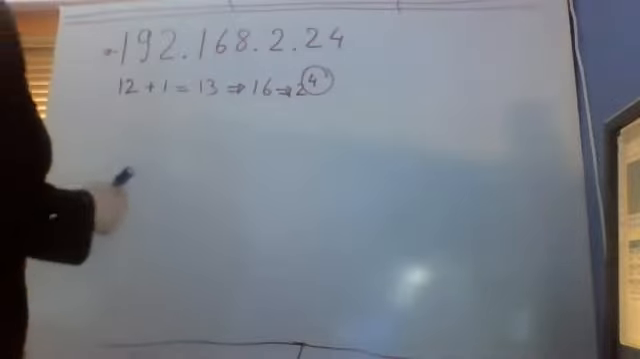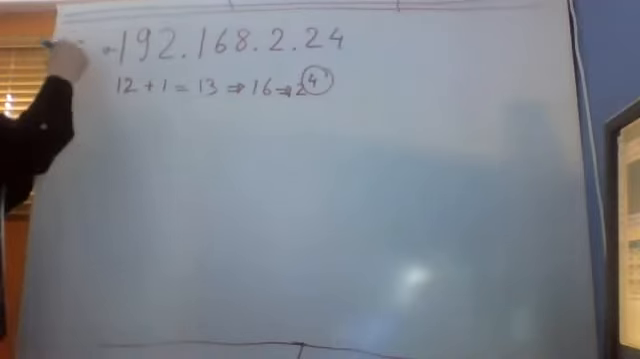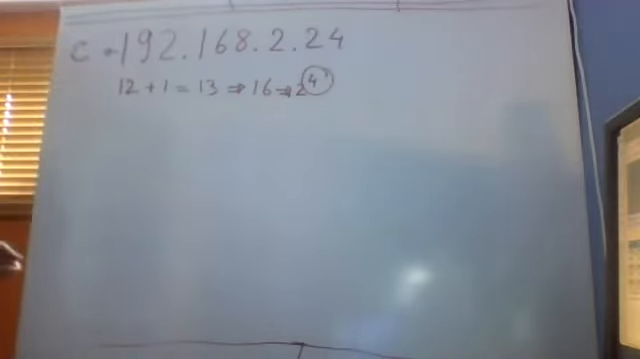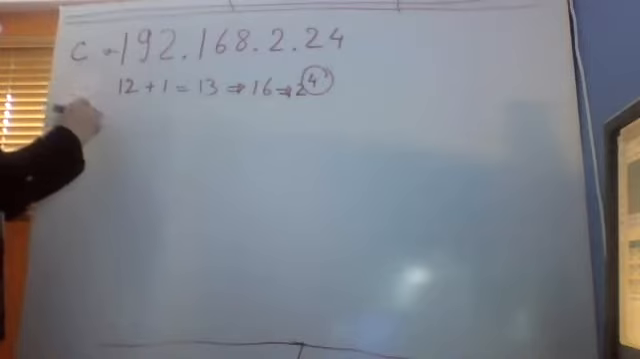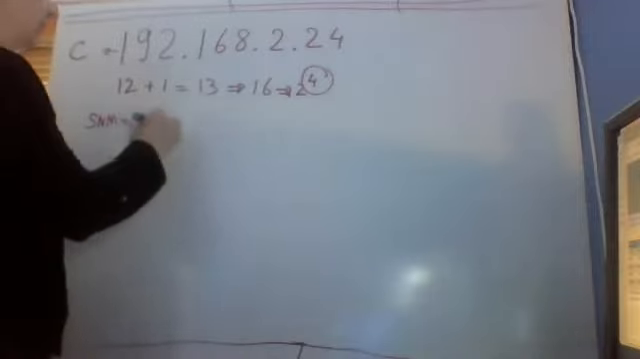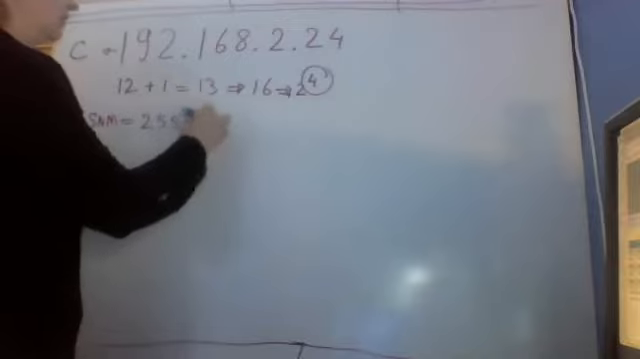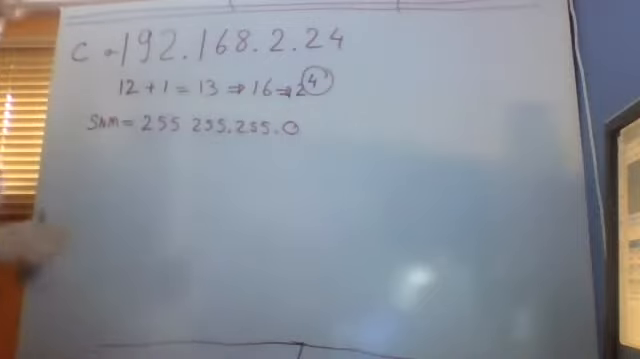Okay, sorry about that. I had to pause. So we remember this is a class C address. It's also in the realm of private addresses. We know that the subnet mask is equal to 255.255.255.0. This is the usual subnet mask.